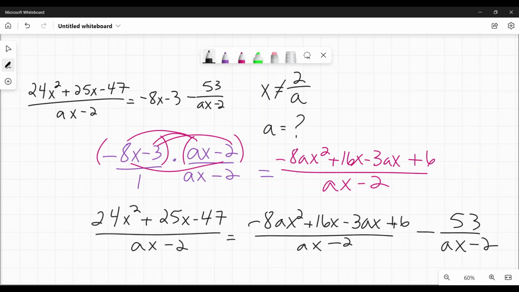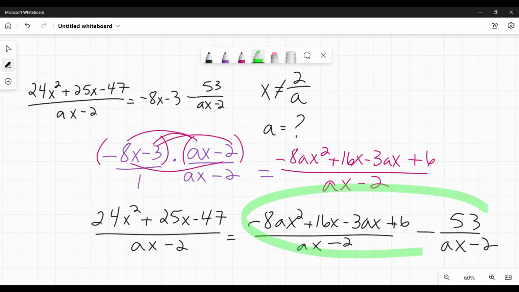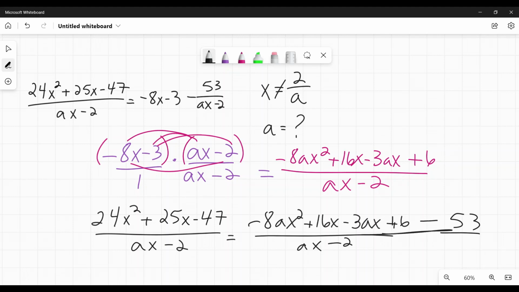You've just made it more complicated. Ah, yes. But now we can combine. So first things first, I'm going to combine on this side. I have the same denominator, so I can combine them. It's all one big fraction. Ta-da! It is now negative 8ax squared plus 16x minus 3ax plus 6 minus 53 all over ax minus 2.